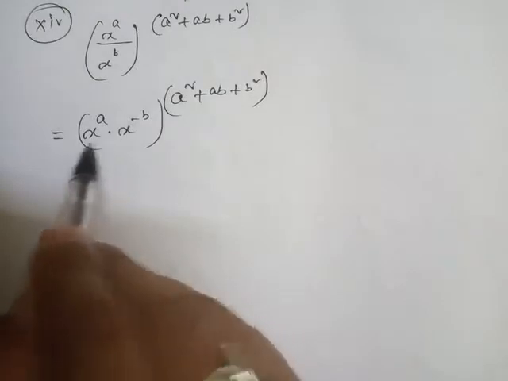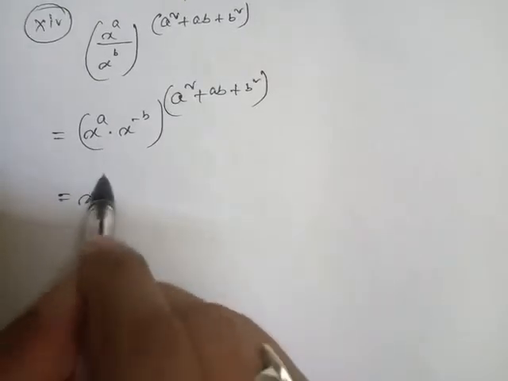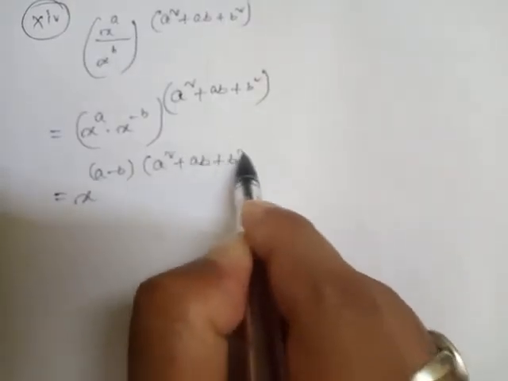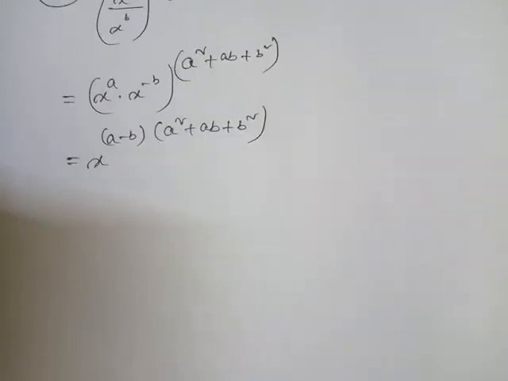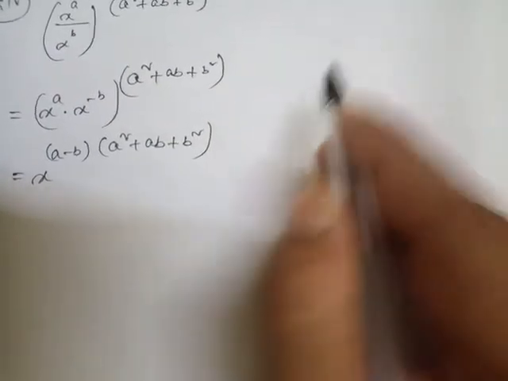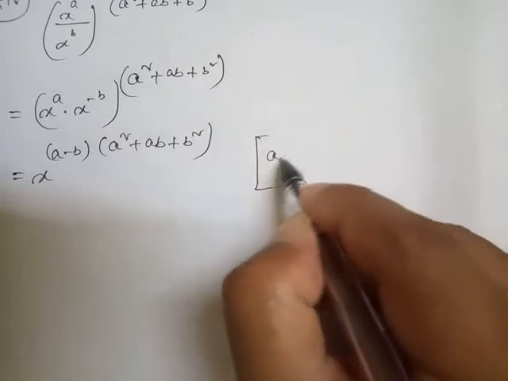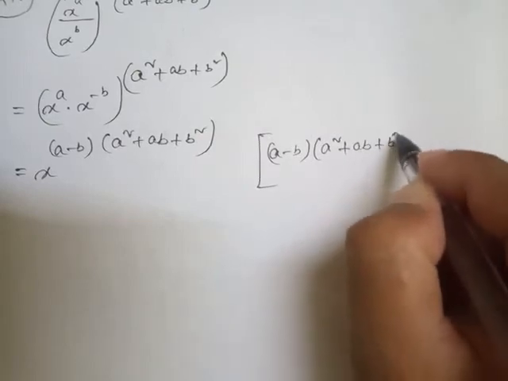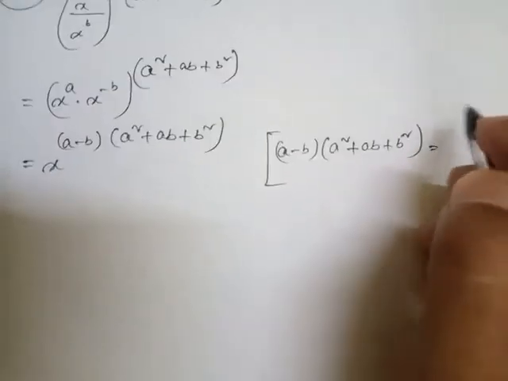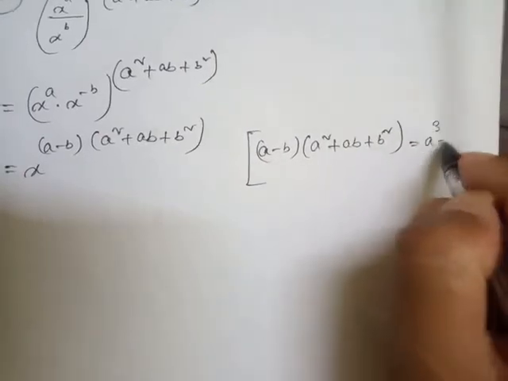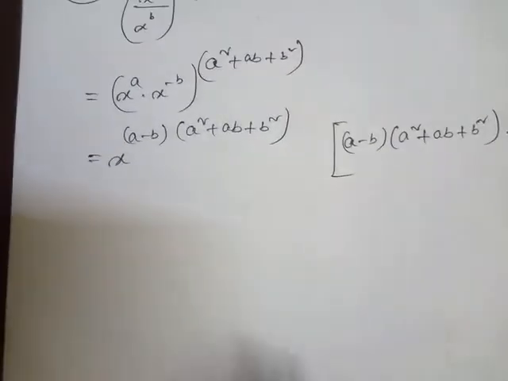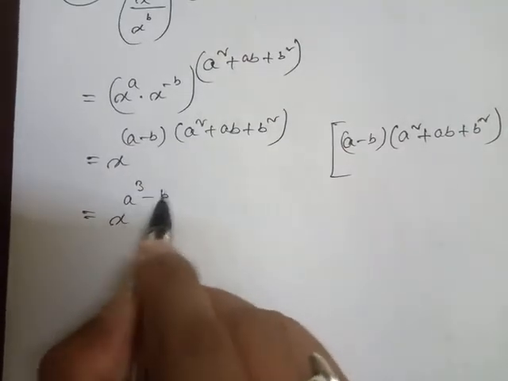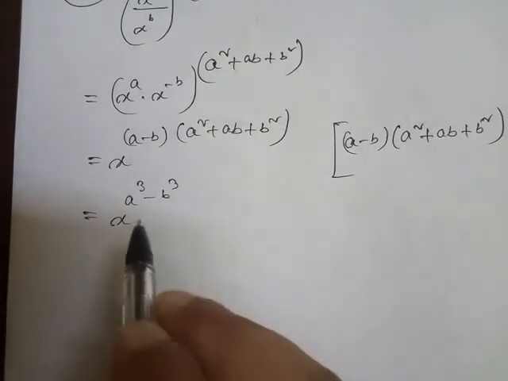Now look, since the base is the same, the powers should be added, so x to the power a minus b, and there is a square plus ab plus b square. Now look, after that, as I have already written this formula here, again I am writing the formula. Look here, a minus b, a square plus ab plus b square, this is equal to a cube minus b cube, that is the formula. So in place of this, I will just use the formula, like x to the power a cube minus b cube. This is the answer of this question.